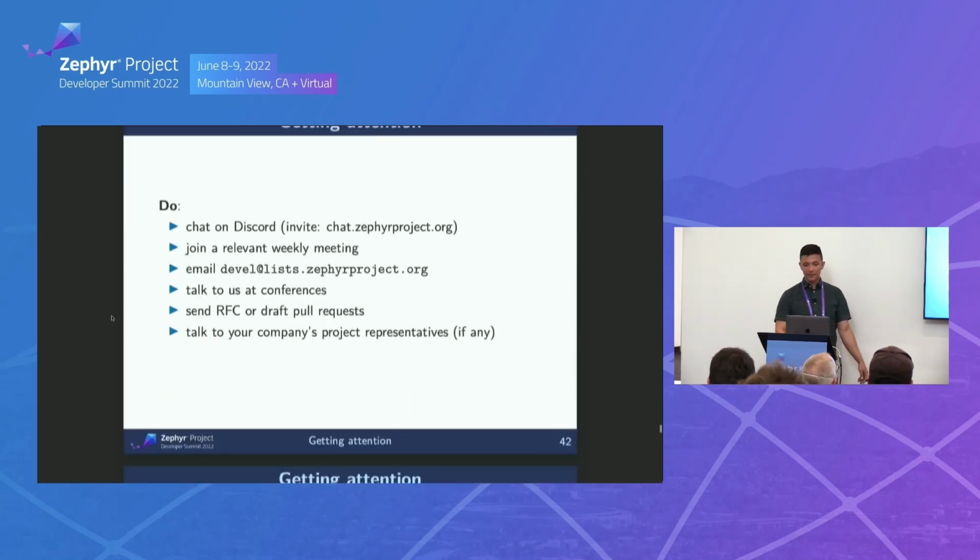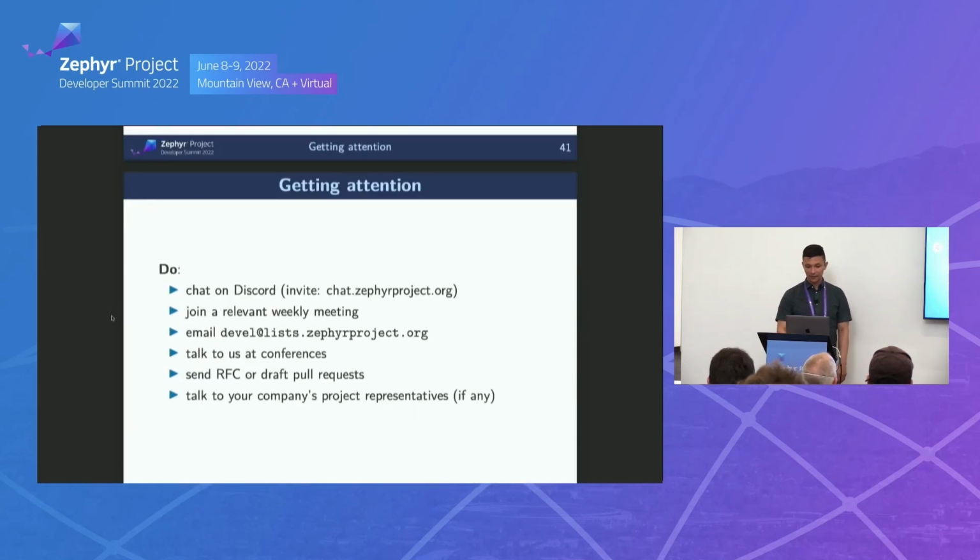So here are some ways that you can get our attention when you need it. Come and join our Discord. You can load chat.zephyrproject.org and you'll get a redirect to the right place. You can go to a relevant weekly meeting. If you go to the wiki on the Zephyr repository on GitHub, there's a list of meetings, and you can see which one is most relevant to you. Then you can just join it.